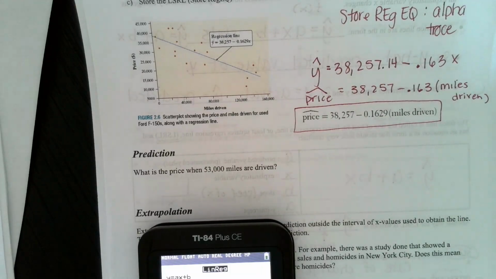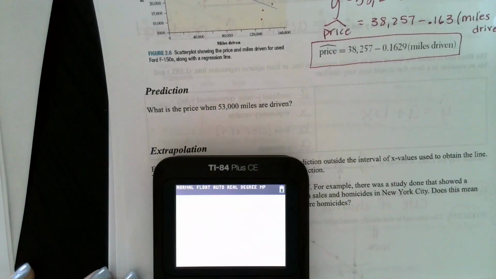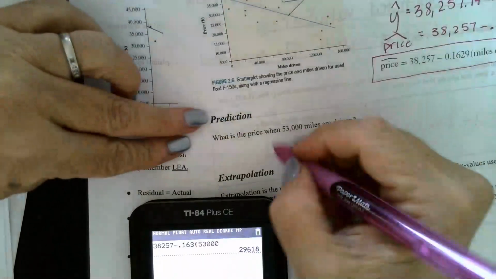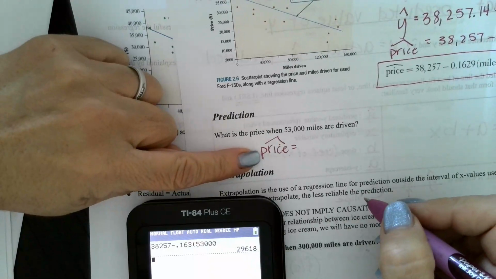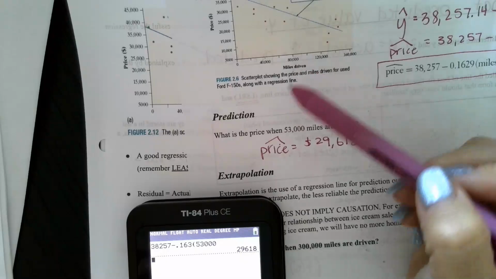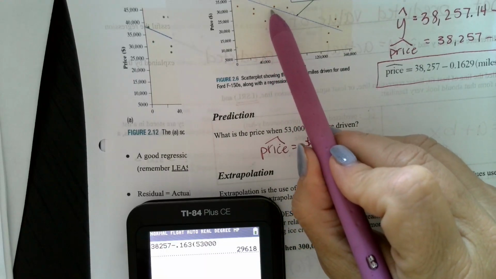Okay, so a couple things that we can do here. What is the price when 53,000 miles are driven? So if I go in here and I put my 53,000 into my equation, I'm going to get an answer. So let's look at what that is. 38,257 minus 0.163 times 53,000. Okay, so what this tells me when I plug this in is that the predicted price, remember that's what that hat means, is going to be $29,618. And if I look over here and I come out to 53,000 miles, so it's going to be in here somewhere, and I come up to my line, yeah, that's probably about true.